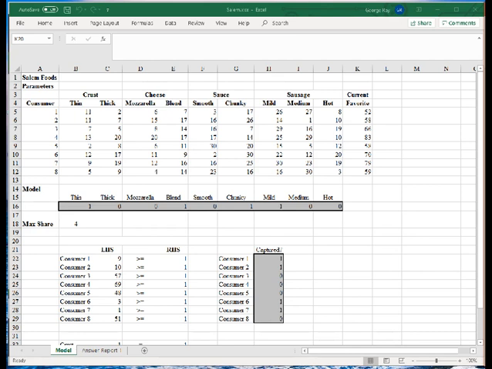On the other hand, for customer one, the part worths for the King's brand pizza are 11 for thin crust, 7 for cheese blend, 3 for smooth sauce, and 26 for the mild flavored sausage. So customer one's utility for the King's brand pizza is 11 plus 7 plus 3 plus 26 equals 47.